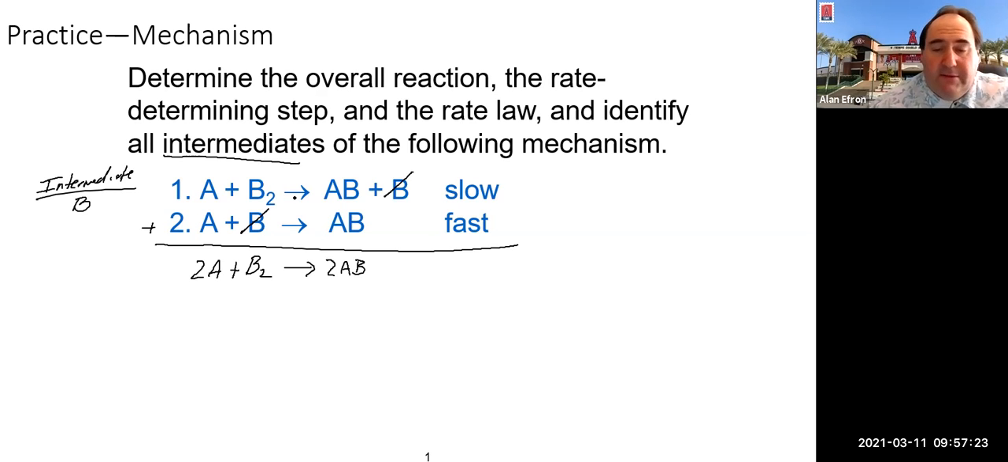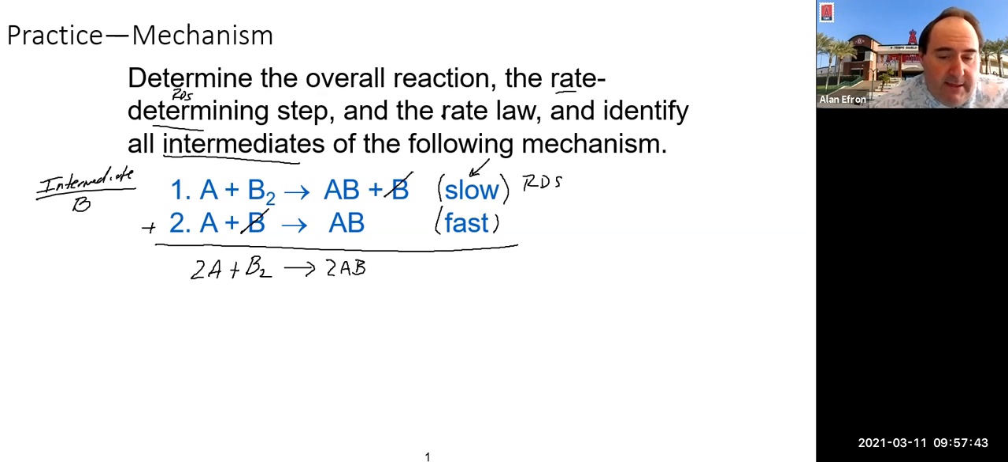Remember that the rate determining step, which is sometimes referred to as the RDS, is the slow step in the mechanism. So this type of mechanism problem is really nice because they essentially tell you right there that that is the slow step. So that should be the rate determining step in this particular case.